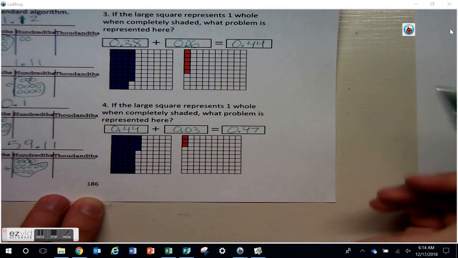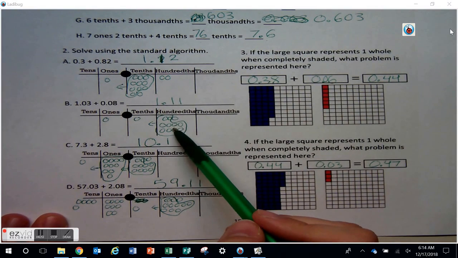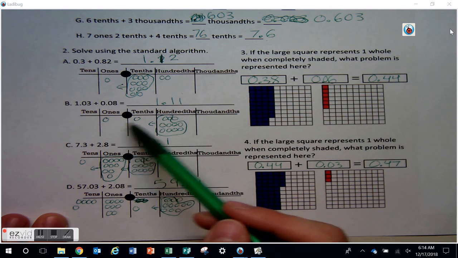So just looking again, the big thing we need to do is add the same place value together and regroup if we need to.